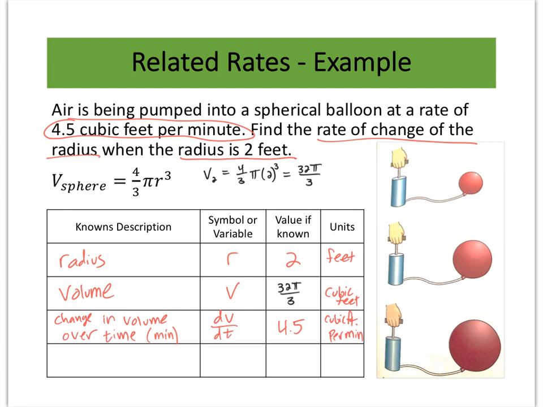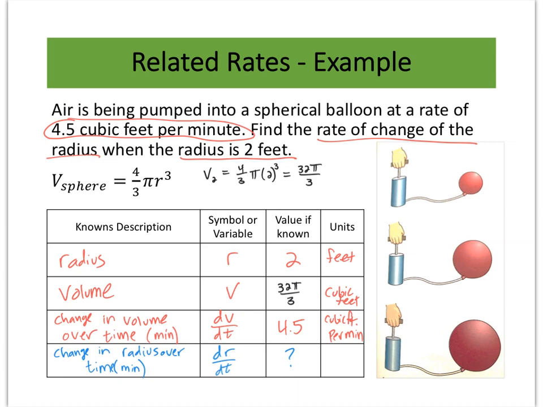So the last thing that I need to really consider is to find the rate of change of the radius when the radius is 2 feet. So the rate of change, the change in the radius over time, is the last thing that I'm looking for. And it's actually my unknown. So it's the change in the radius over time. And again, my time is in minutes.